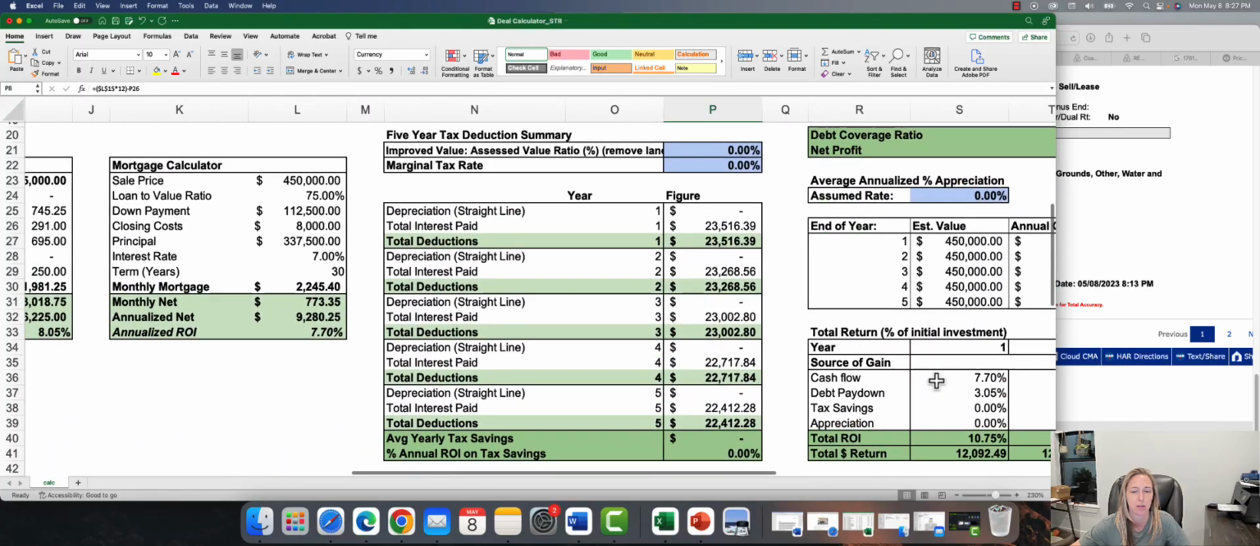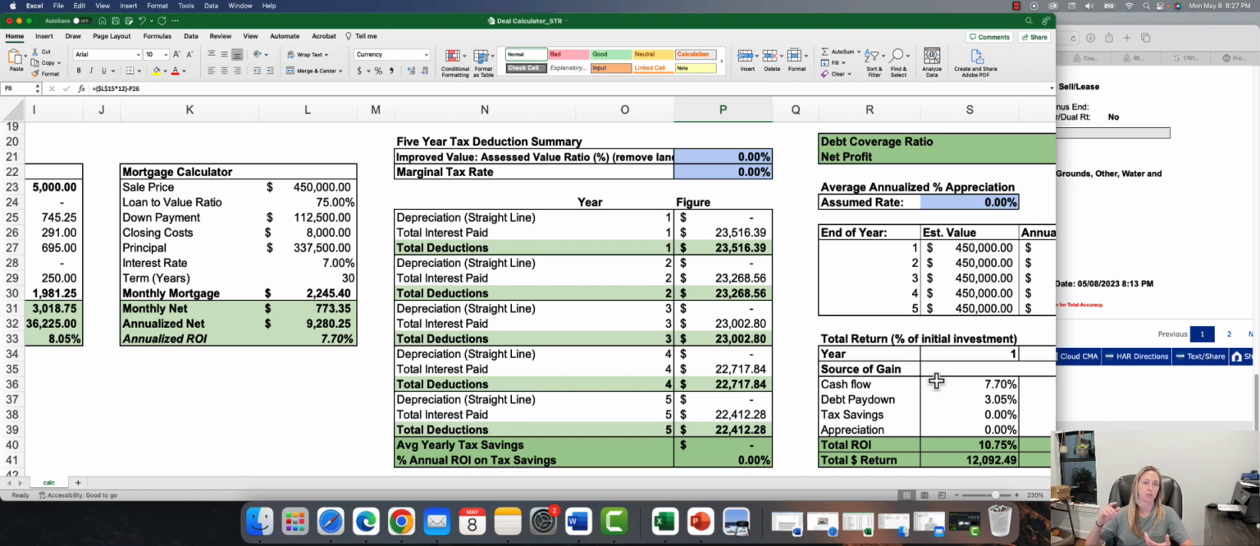Depreciation, which I love. So talking about depreciation with straight line, and then your total interest paid that you can write off. So that will calculate and give you your tax savings per year. And then in order to get that calculation to go, you need to put in your marginal tax rate, which mine is, I think, 35%, and then your improved value. So assessed land, you have to assess value, and you have to remove the land.